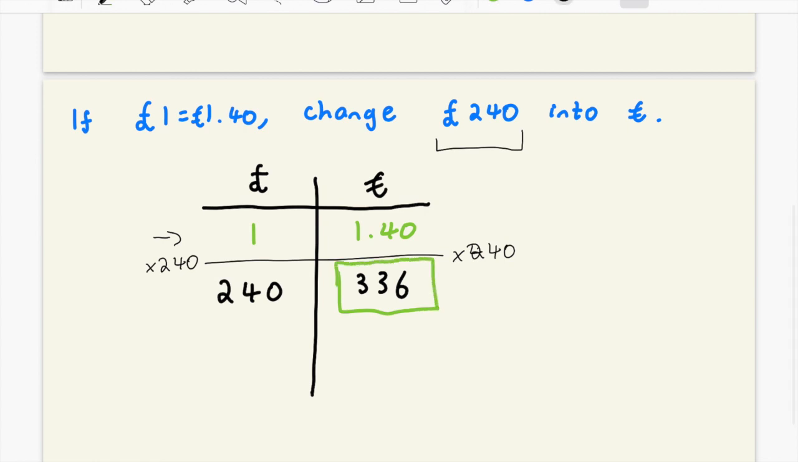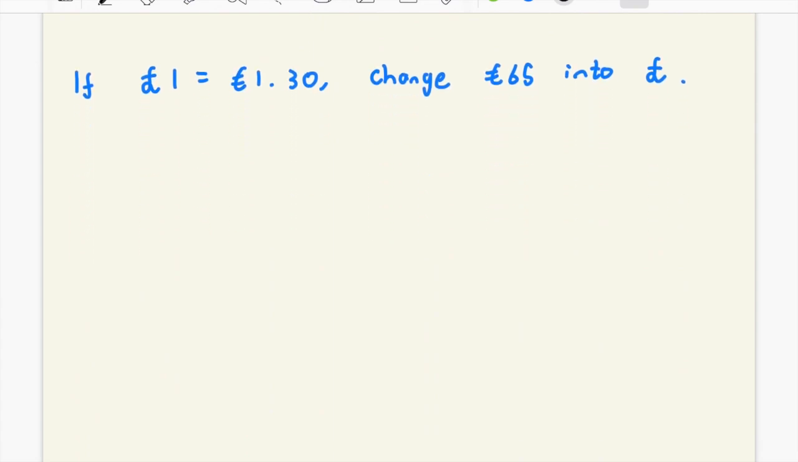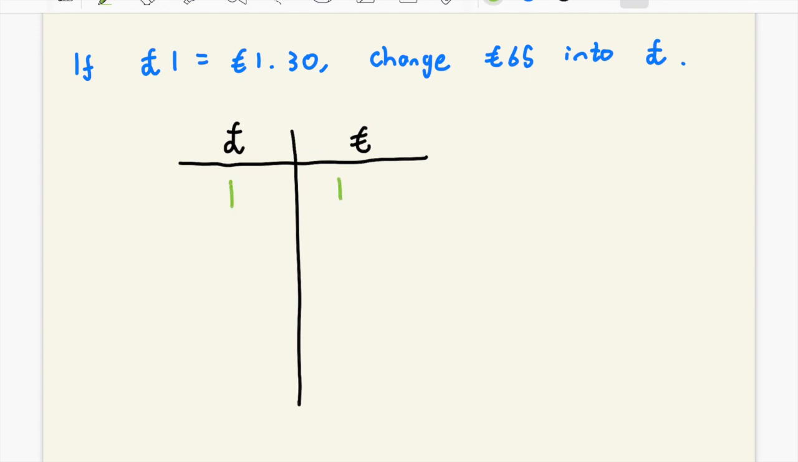Now doing one more example. If £1 is equal to €1.30, change €65 into pound. So again, we make our grid. We have pound on one side, euro on the other. The first thing we fill in is our exchange rate. So we have £1 is equivalent to €1.30.